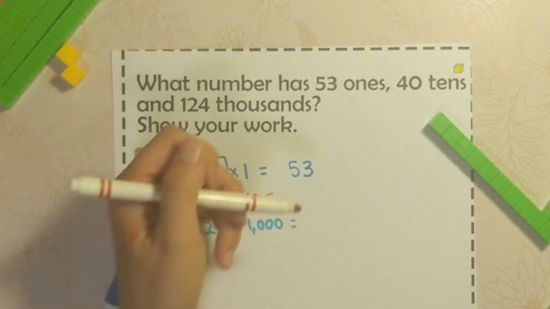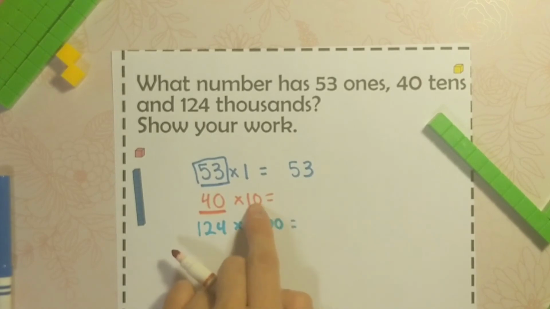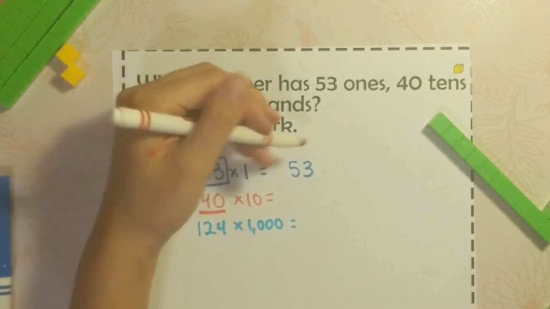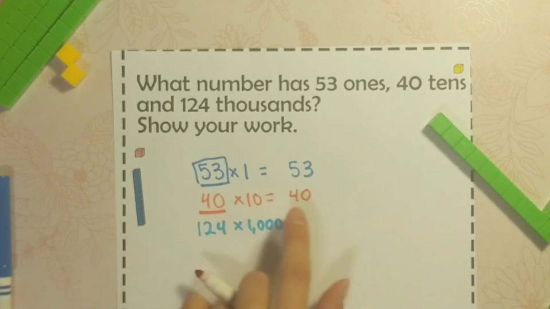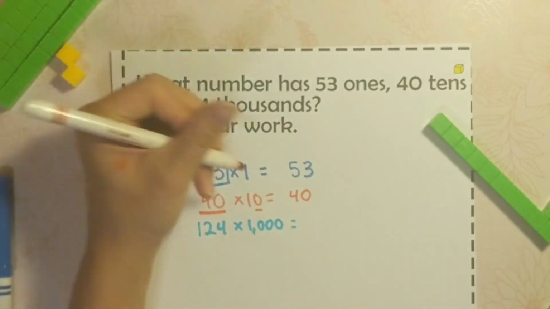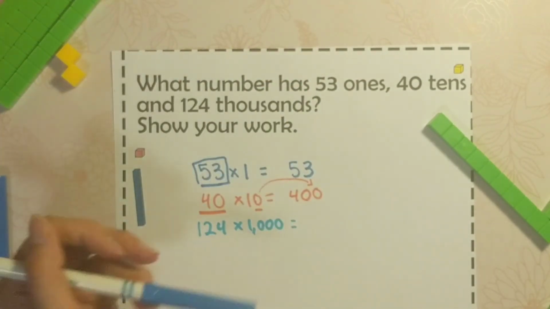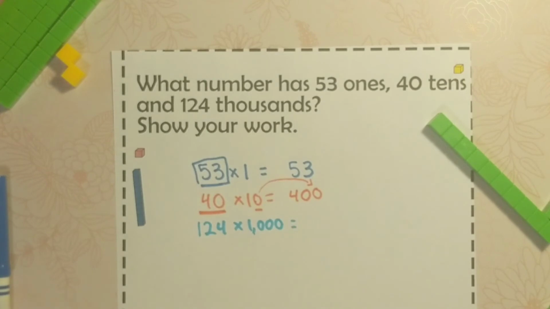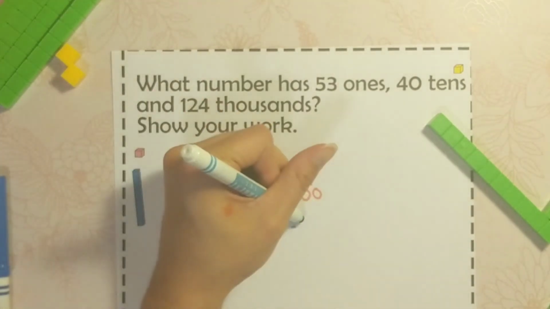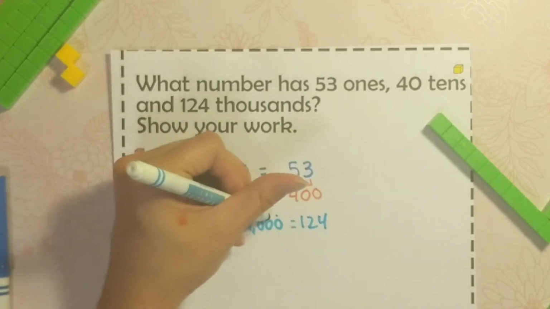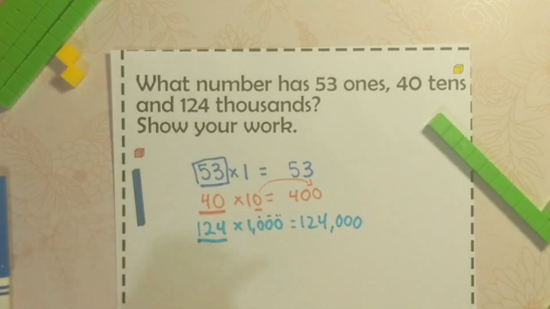40 times 10, anytime you're multiplying by 10, you just write the number and then put in that 0. So write the 40. 40 already comes with a 0, so don't forget that one. And then add this 0, just pops right over, 400. And then 124 times 1,000, again, you just write this number and then you put in 1, 2, 3 zeros. So 1, 2, 4, 1, 2, 3. There you go. Now we're going to add these up.